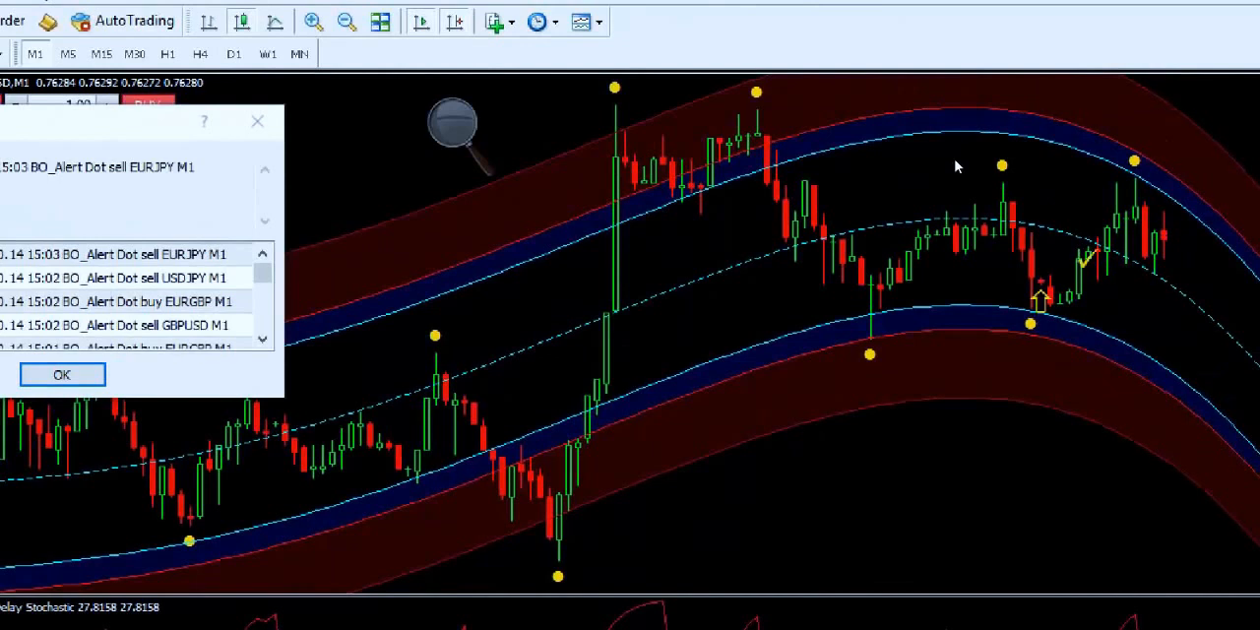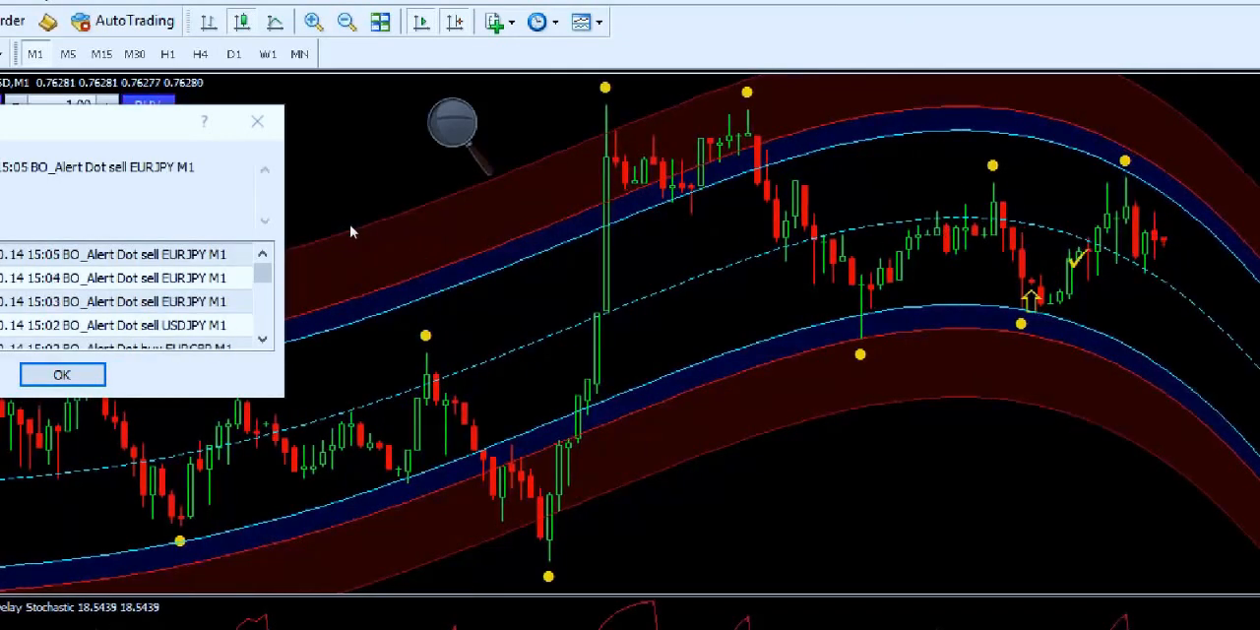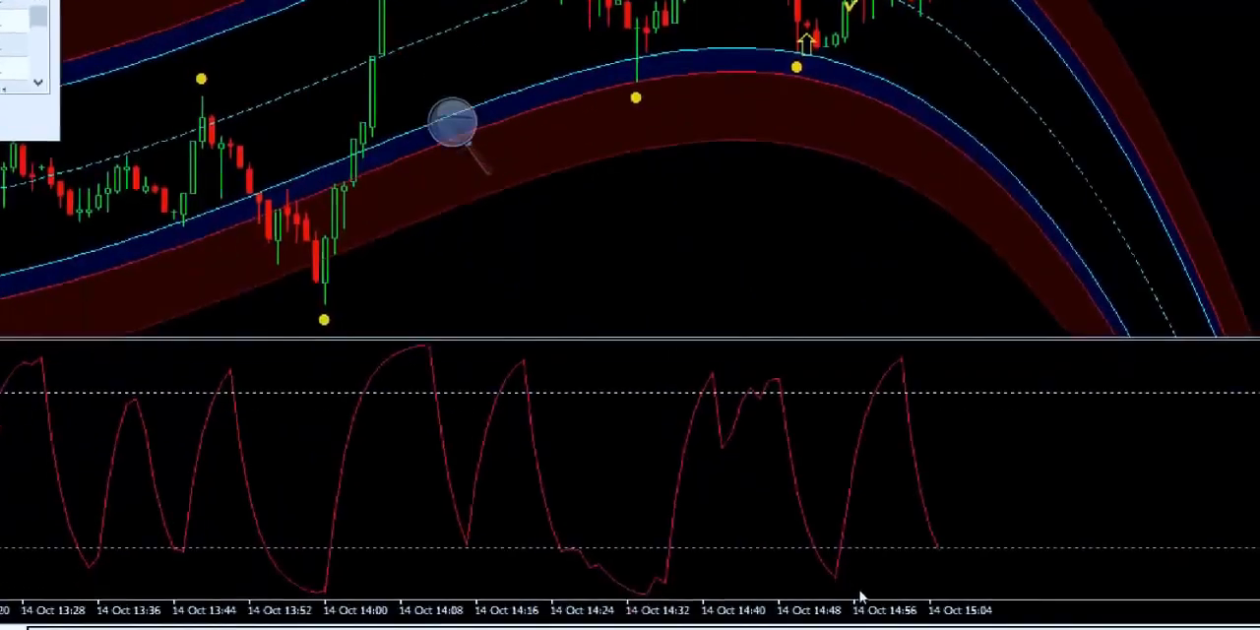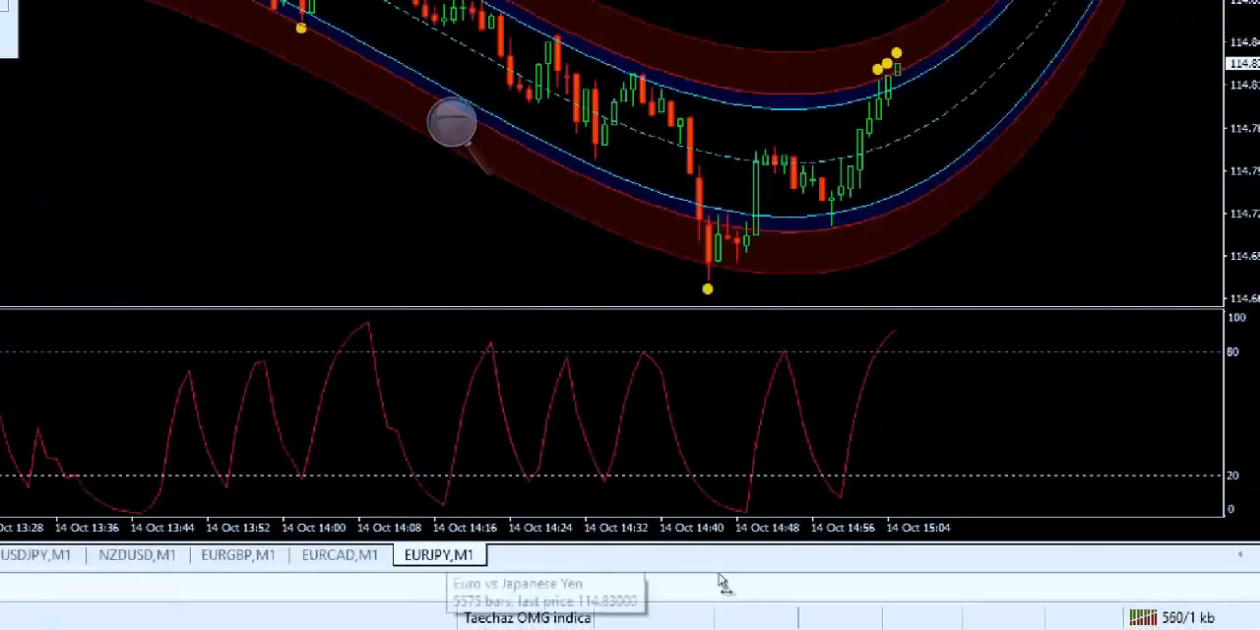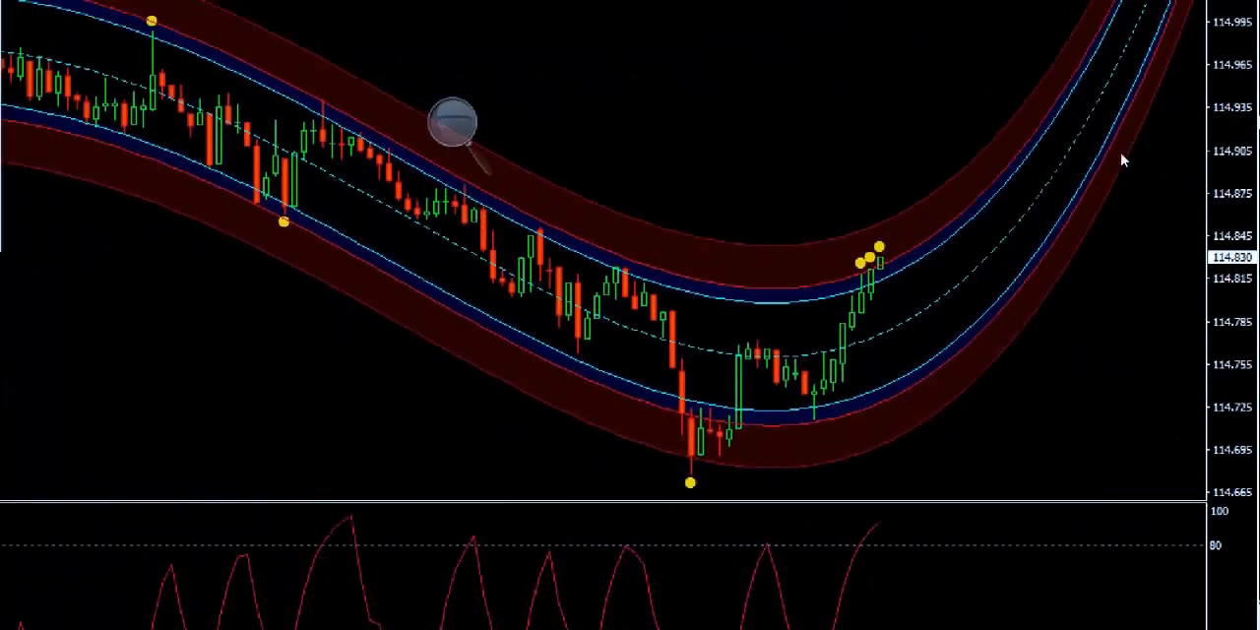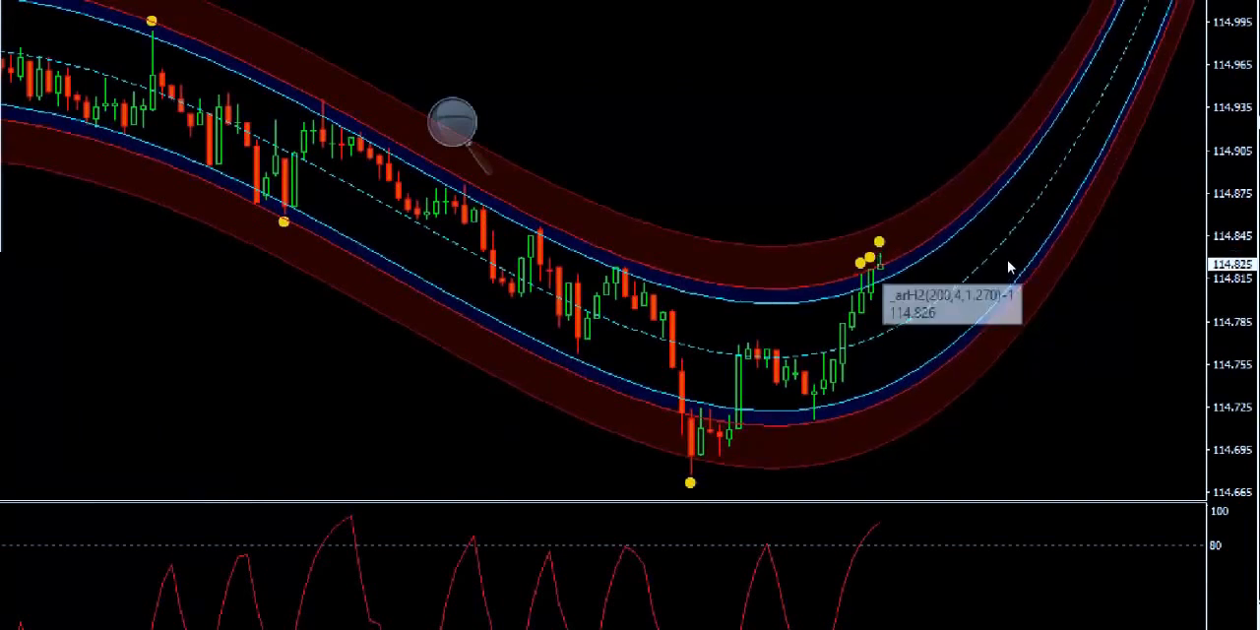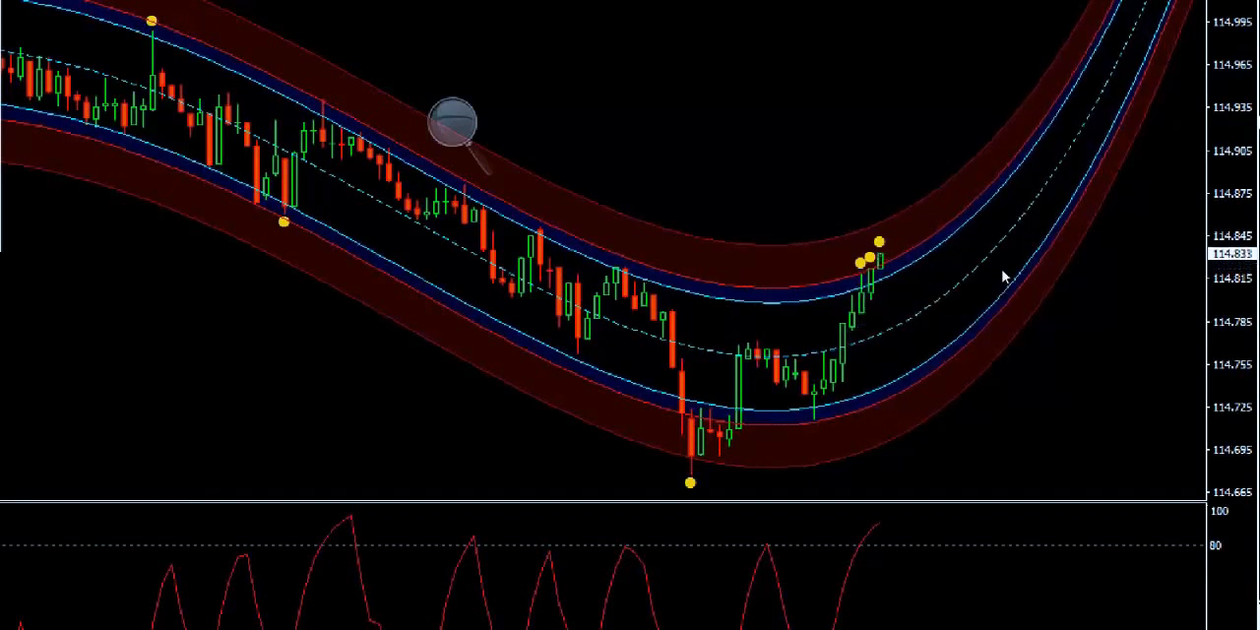Another thing I would like to point out on these signals is that they do not repaint. Let me just quickly check what is there. I'm getting a signal for Euro JPY. Like I was saying, these signals don't repaint. You can see that it said it's going to go down here on the first dot, but it didn't go down, it went up.